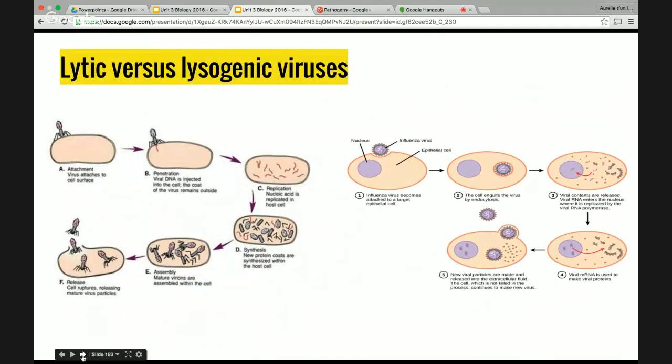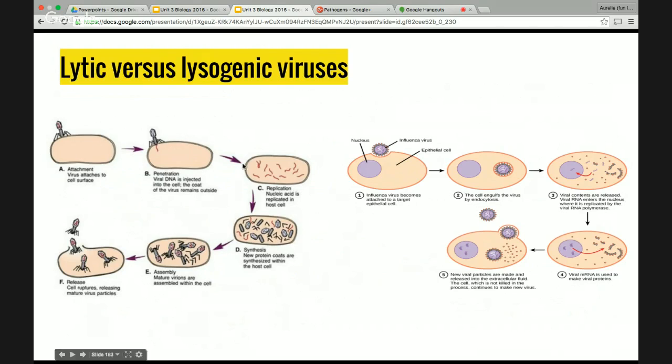Okay, so this is another quite important thing to know. There's two types of viruses: lytic viruses and lysogenic viruses. The difference between the two is that lytic viruses actually lyse the cell when they infect neighboring cells, whereas lysogenic viruses do not lyse the cell. This here is an example of a lytic virus.